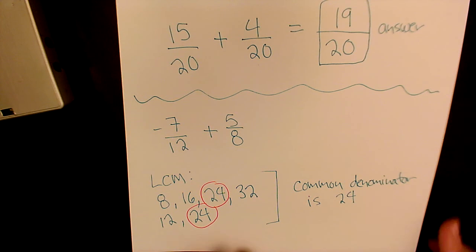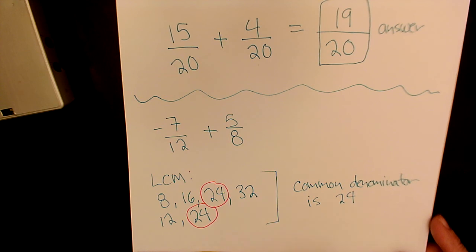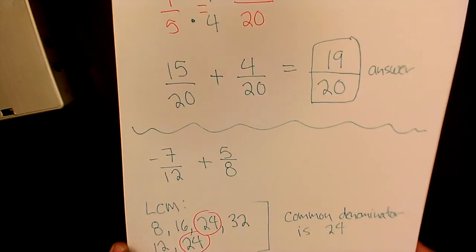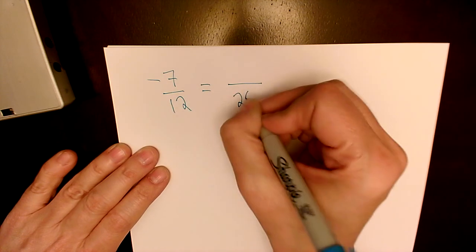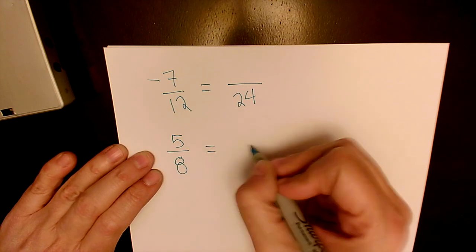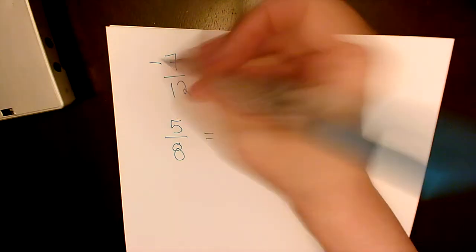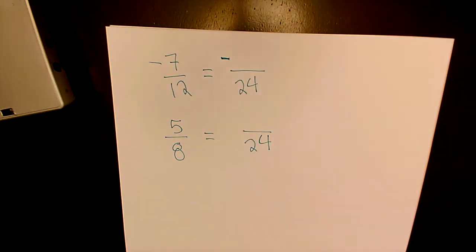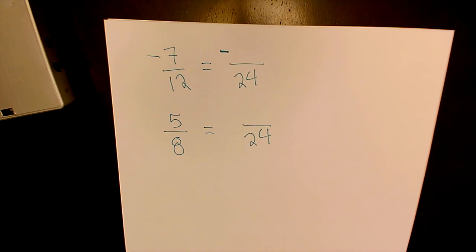Okay, so now we're going to change both of these fractions over to 24ths, make them the same size pieces. Okay, hopefully this is getting easier for you. So let's see, I've got negative 7/12. I want to change that over to 24ths. And I've got 5/8. And I want to change that also. This is negative, so that negative is going to carry over. So let's put that in there.